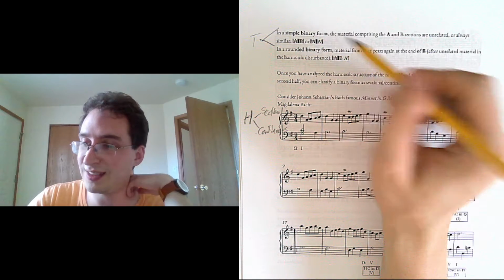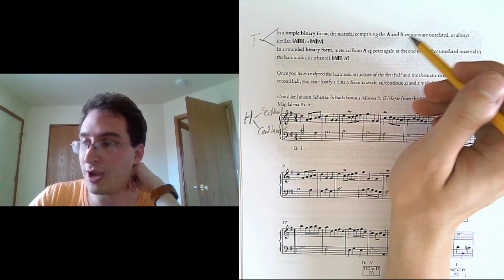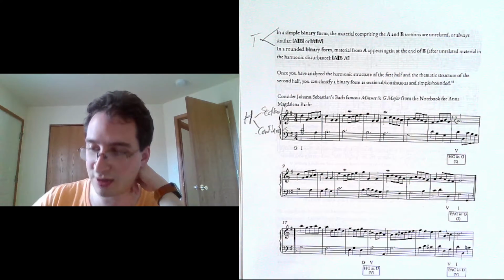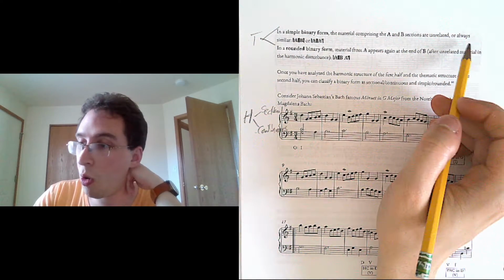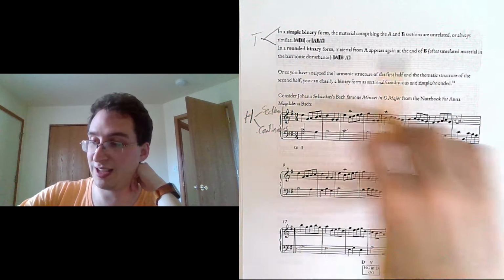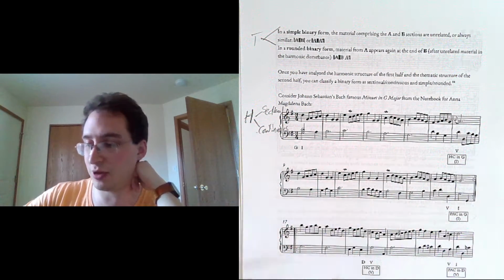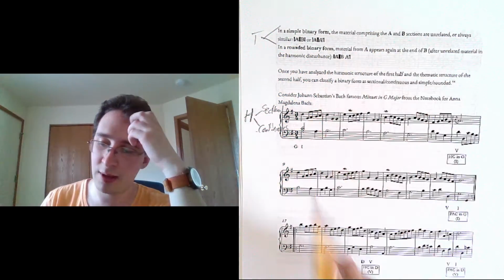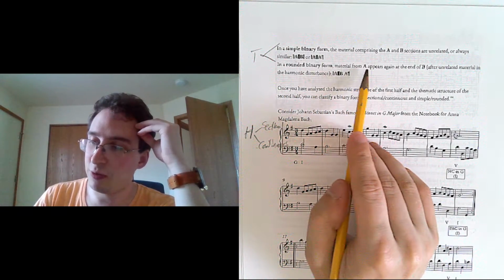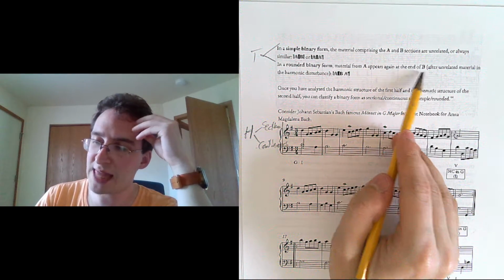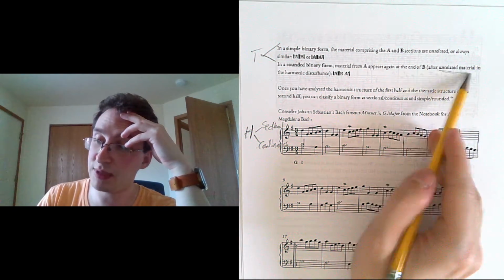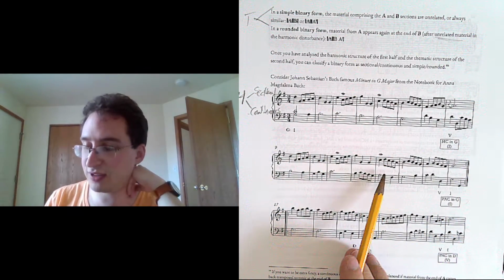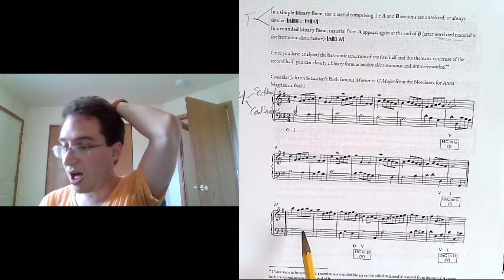So thematically, if it's a simple binary form, either A and B are totally unrelated, where you have A material and you have B material, or they're always similar, where it's basically the same with some harmonies changed. So either A, B, or A prime. In a rounded binary form, material from A appears again at the end of B, after unrelated material in the harmonic disturbance.